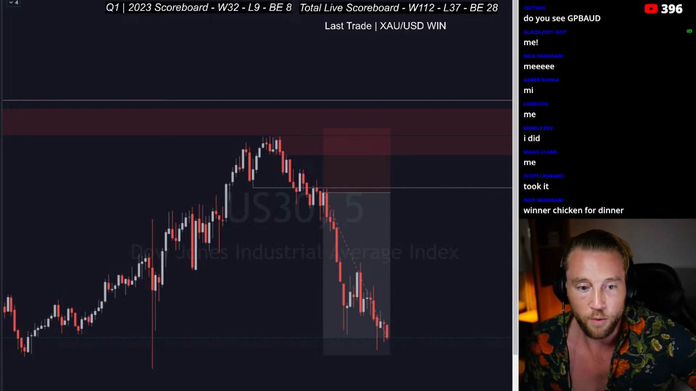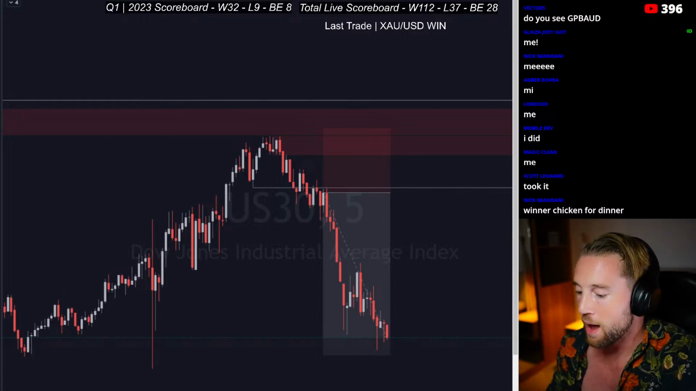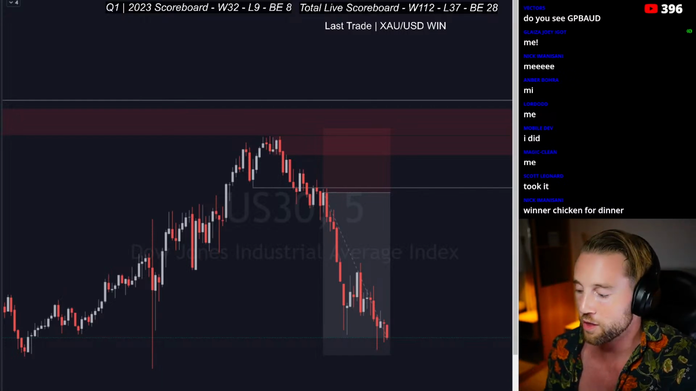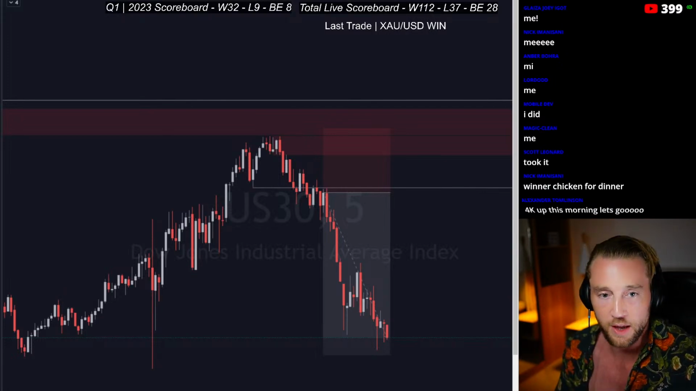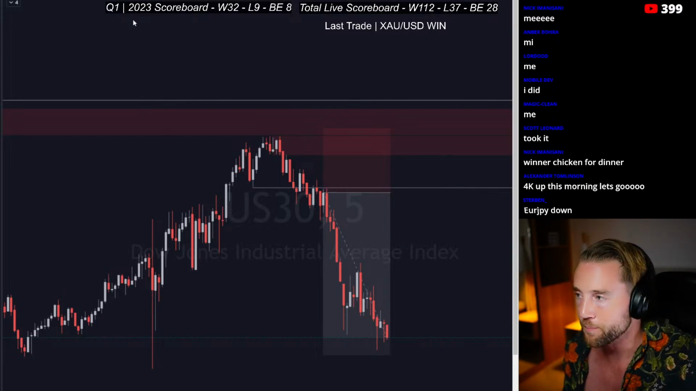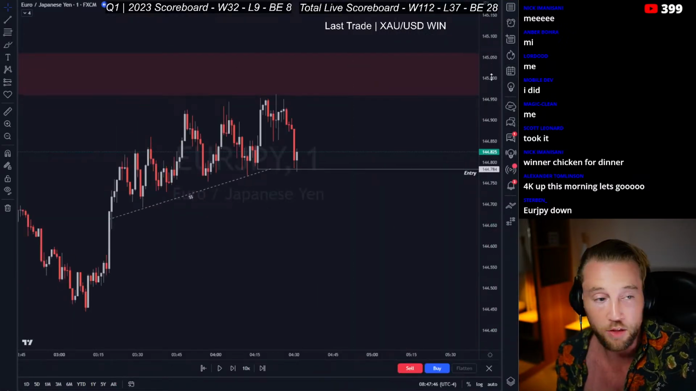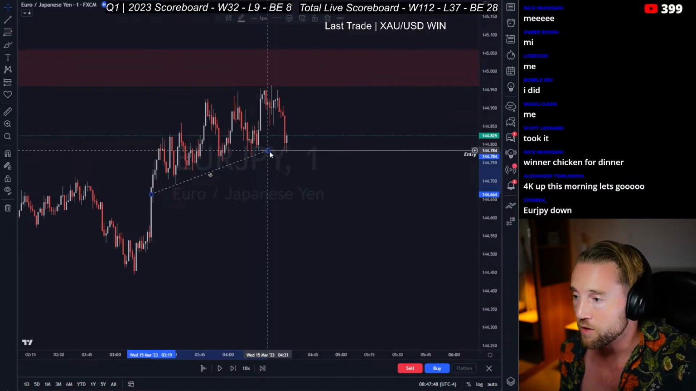It's pretty much the same entries at all times here. We had the same entry for gold, the same entry for the US30, the same entry today for a massive trade opportunity that we took as well here. And that trade opportunity was the euro against the JPY. We talked about it with the community.